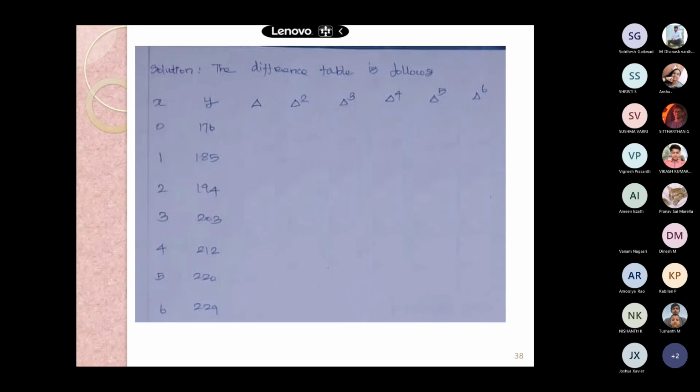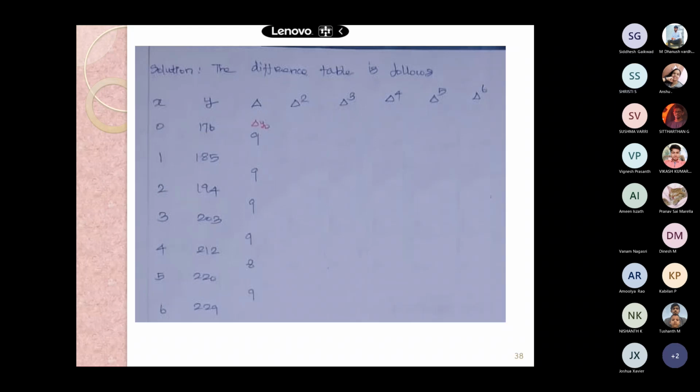Tell me the difference between 185 and 176. It is 9. Similarly 194 and 185, 9. 203 and 194, it's the same, 9. Then 212 and 203, 9. 220 and 212, 8. 229 and 220, 9. Yes, this is the result.